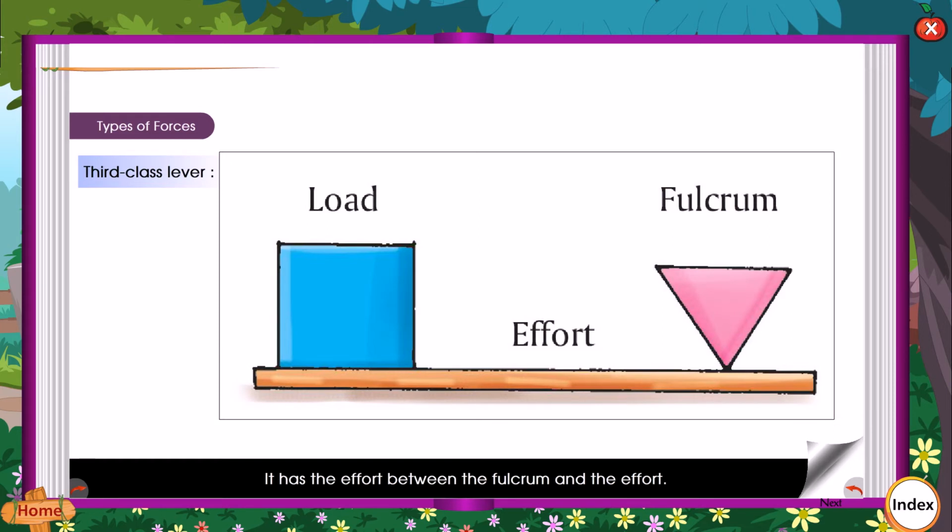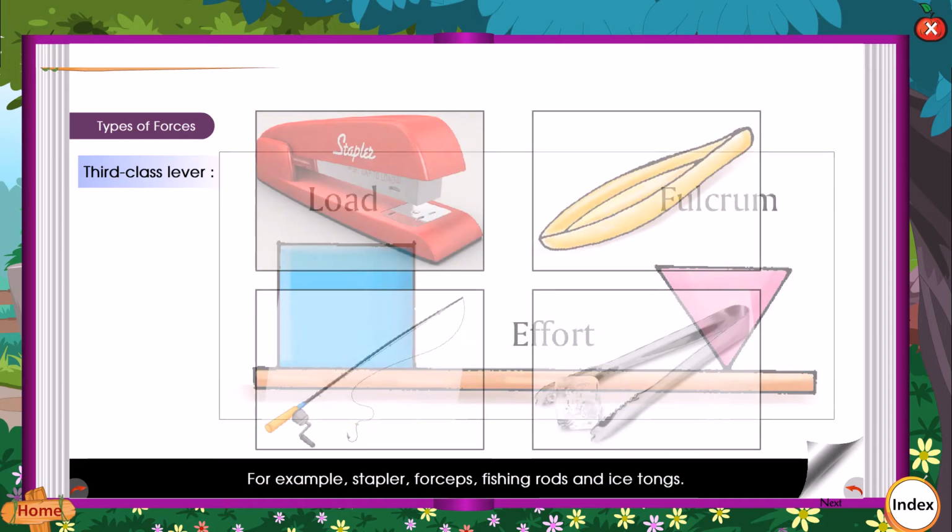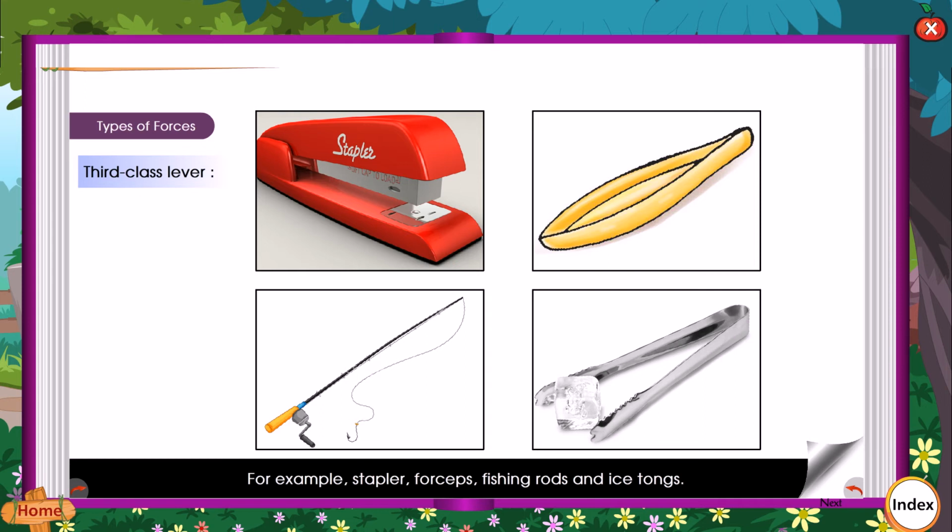Third class lever. It has the effort between the fulcrum and the load. For example, stapler, forceps, fishing rods, and ice tongs.